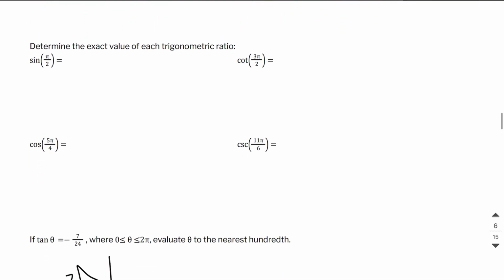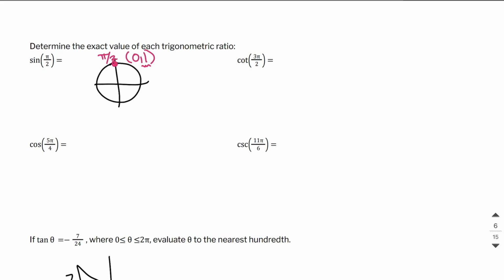Okay? All right, so now the next questions ask us to determine the exact value of each trig ratio. So the first one that we have here is sine of pi over 2. So if I have my unit circle right here, and I take a look at pi over 2, this right here is pi over 2.